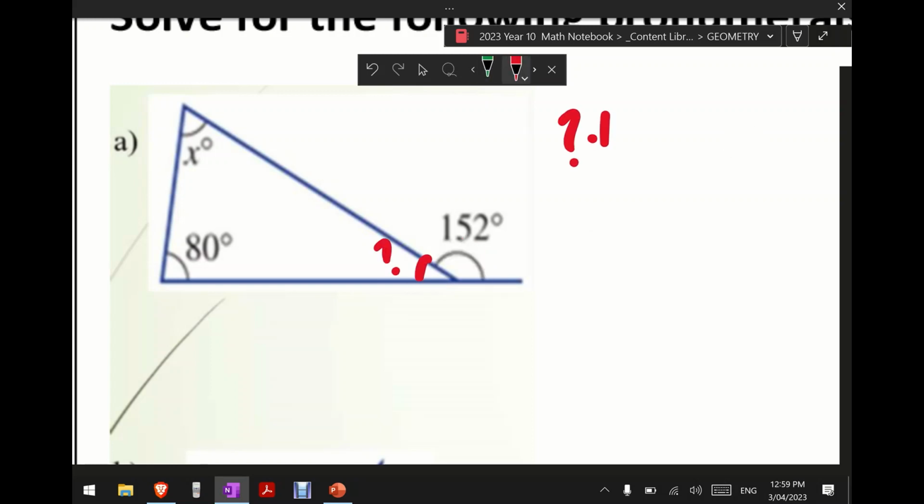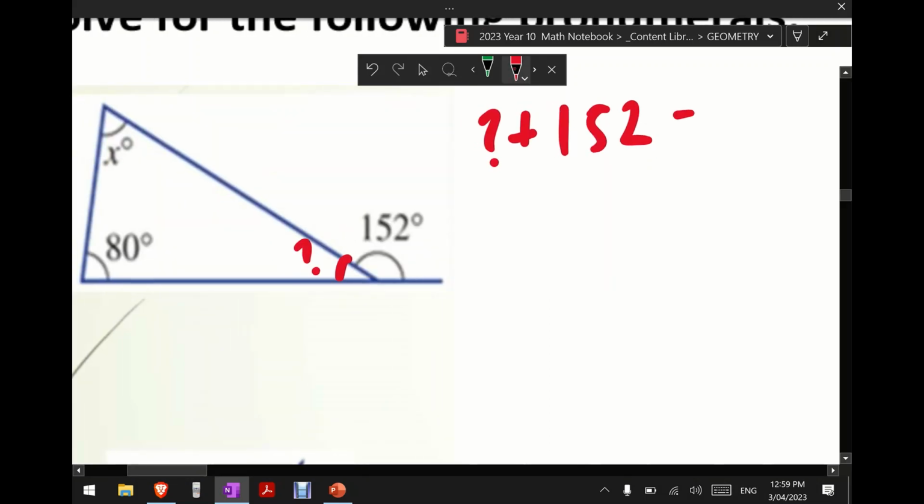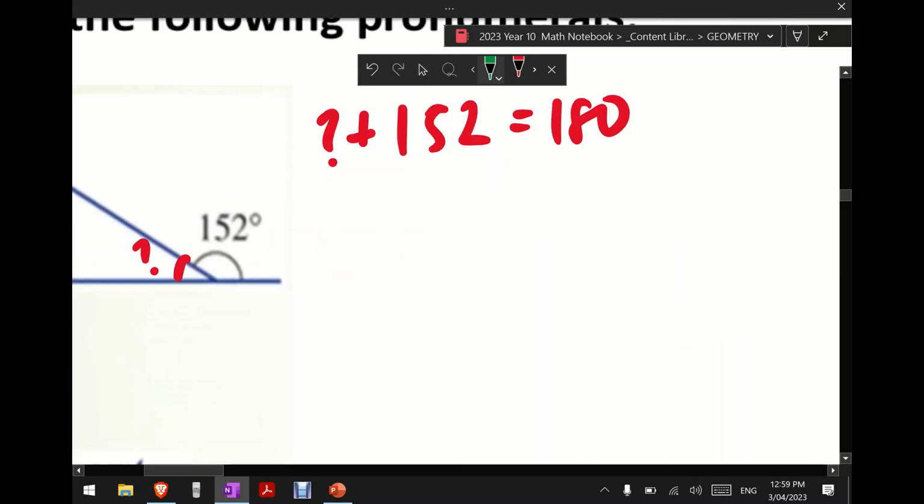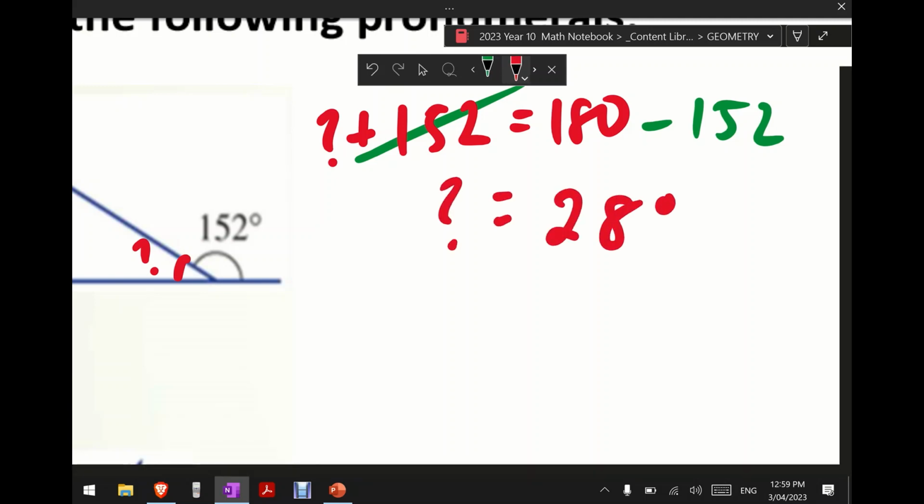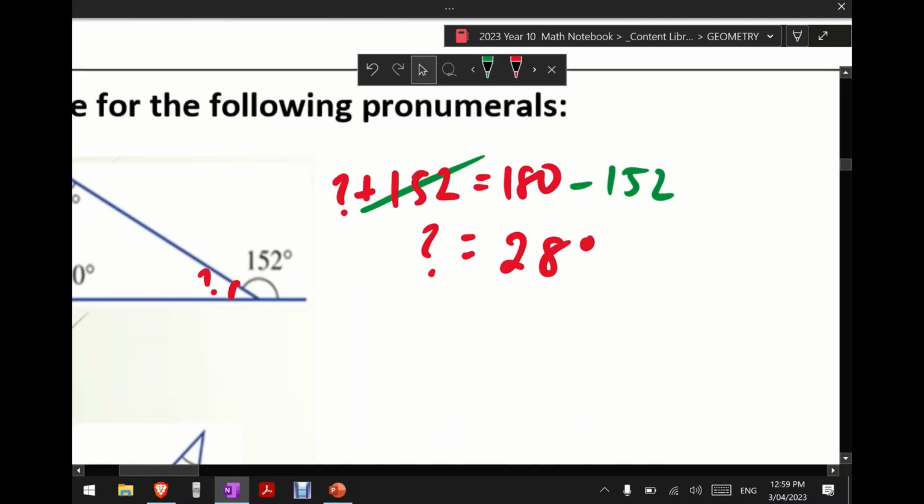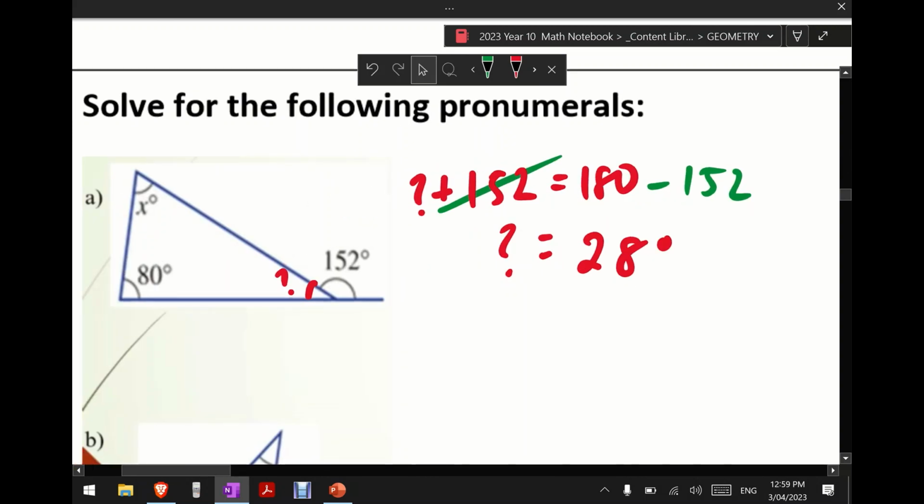180 minus 180. Very good. Very good, guys. Smarter than me. Okay, equals 28 degrees. So therefore, if this question mark is 28, let's put that 28 there. Remember, what did we say about triangles? Any triangle, you add them all together, always equals 180.